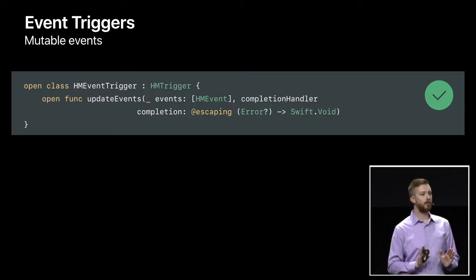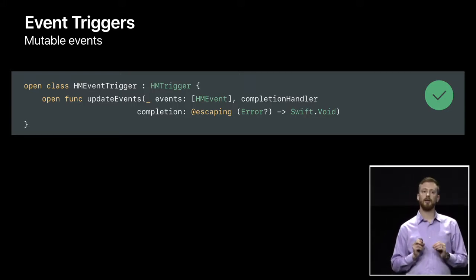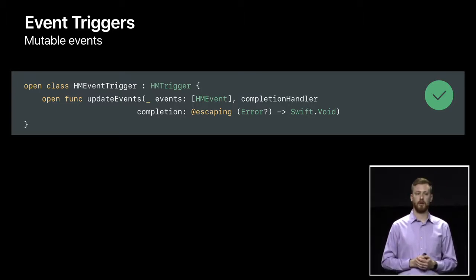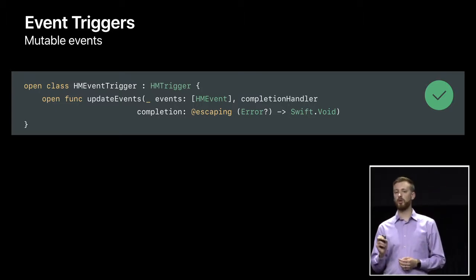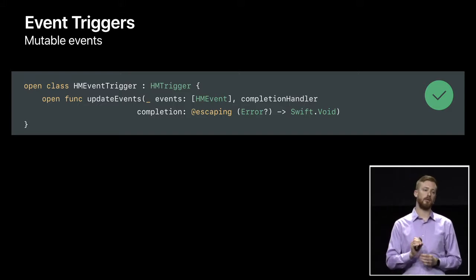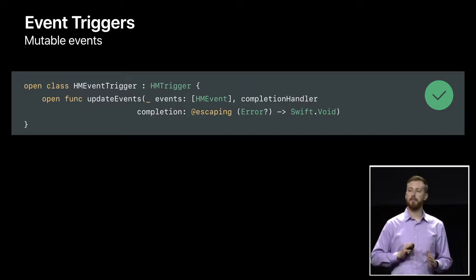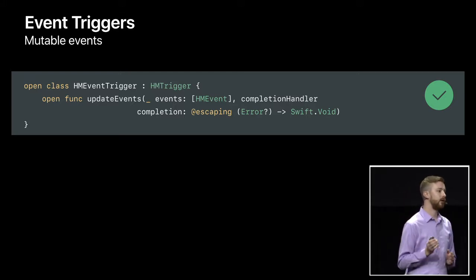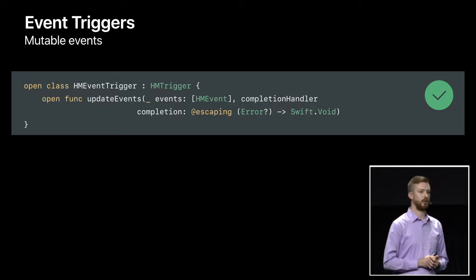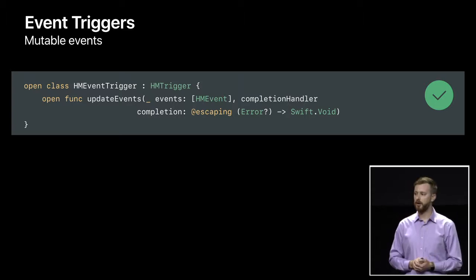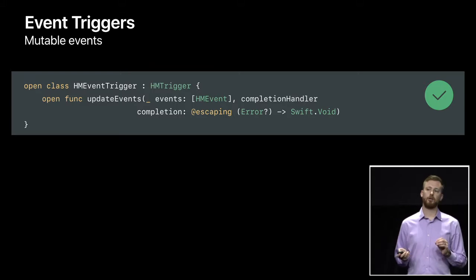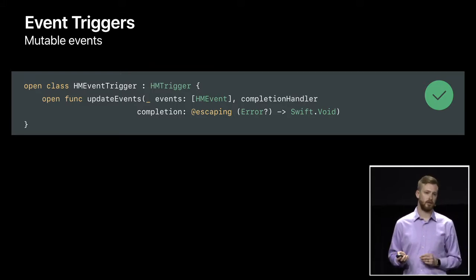And we've also added support for all defined HMEvents for mutable copies. So what does this mean? You can now simply take a mutable copy of an existing event, make any changes the user has requested, and then commit those changes via update events with completion handler. Let's go ahead and see an example of updating our previous sunrise event trigger to execute 30 minutes after sunrise.